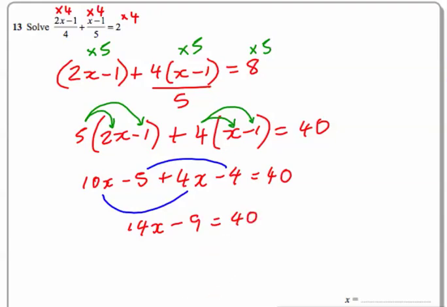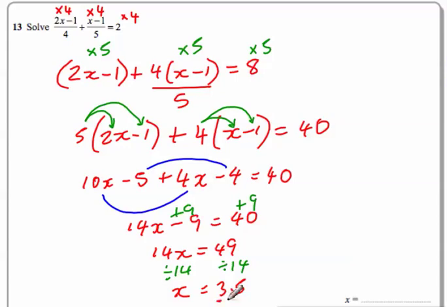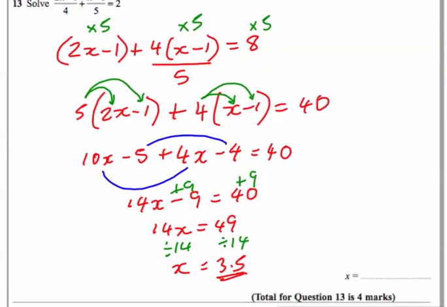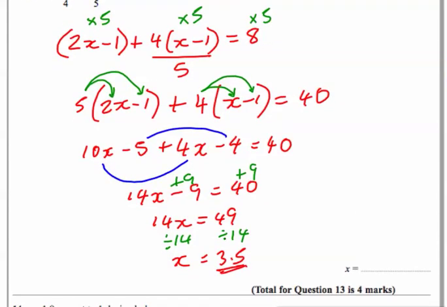Okay, so now we've got a much simpler problem. And I'm going to add 9 to both sides to get rid of that 9. So we get 14x equals 49. And then I'm finally going to divide by 14. So we get x equals, it's going to be 3.5, isn't it? 3.5. Okay, just use your calculator for that last bit. Okay, x equals 3.5.